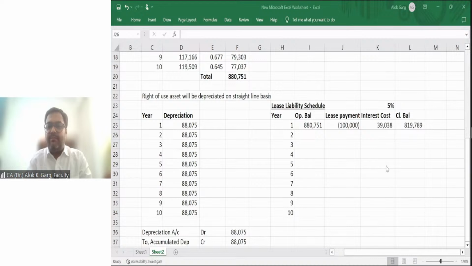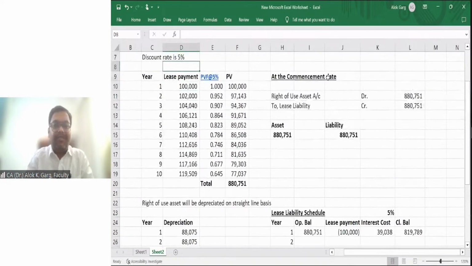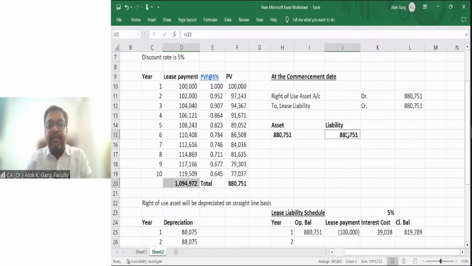Right of use asset to lease liability is clear. Present value of future lease payment is clear to all of you. Now this right of use asset has to be depreciated over the lease term, is clear to all of you. Now I am drawing my lease liability schedule, right? My opening lease liability is 887.51. But in the 10 years, if I total the lease payments, I'll pay 10,94,972. So what is the difference between 1094 and 887.51?